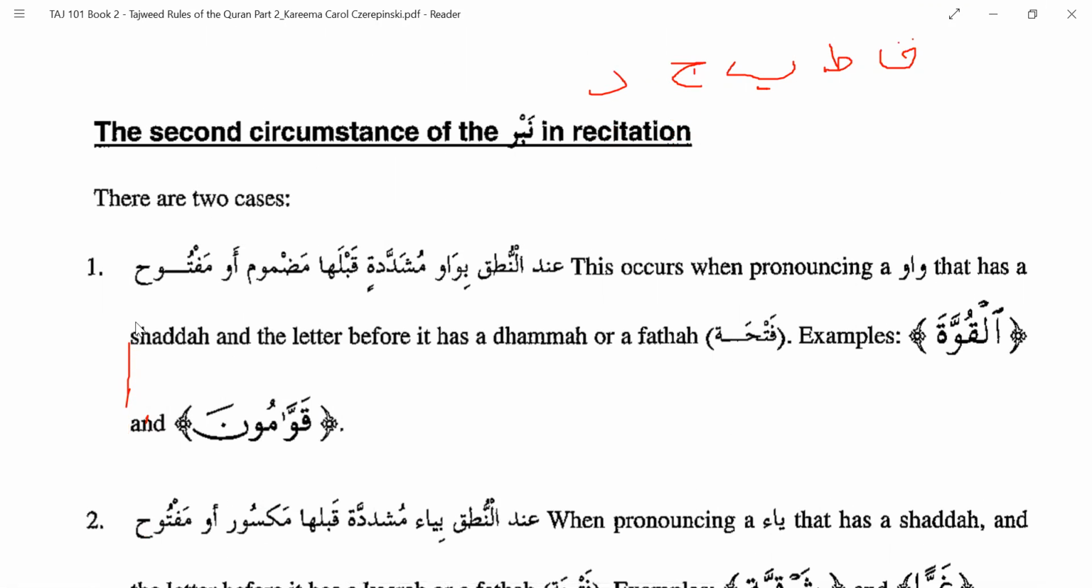The second case, when you have to do nabr, which is raising of your voice. Nabr means you have to raise your voice for that particular alphabet than the other letters. There are two cases. One is when you pronounce a wow that has a shadda. Like for example, you see this wow here, it has a shadda, and before that you have either a dhamma or a fatha. Dhamma plus wow is what usually, if it is an empty wow, it becomes oo, it becomes a mad. But here it is not empty wow, it is wow with a sukoon. So you have to pronounce that wow. That wow sound should come out.